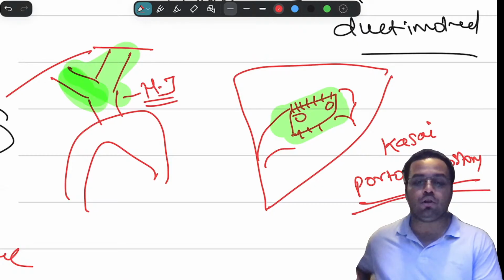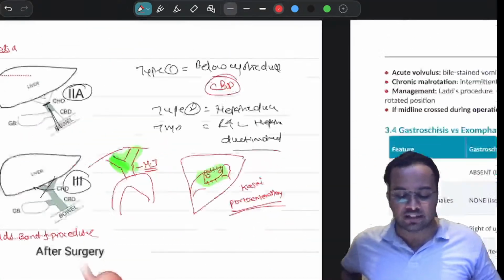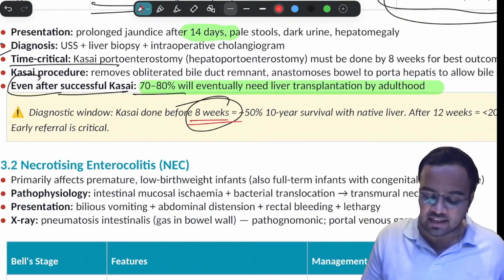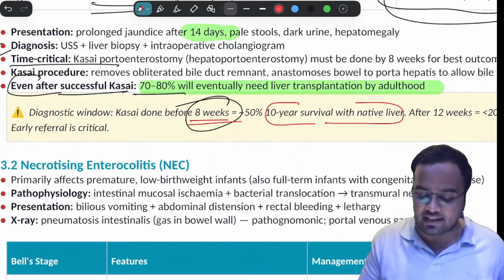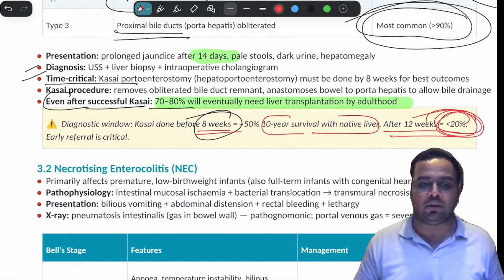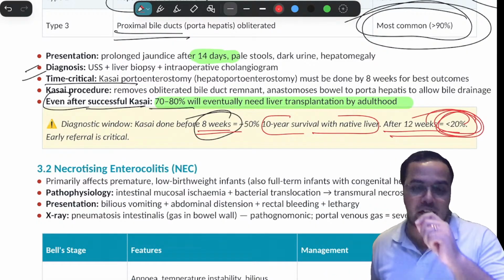When you go for a portoenterostomy, it may not fully serve the purpose. Most of the time it is going to require a resurgery, and if you do not do it within 8 weeks, the 10-year survival of the child is going to reduce. And if you do it after 12 weeks, the survival till 10 years is going to be less than 20%. So early referral is critical.